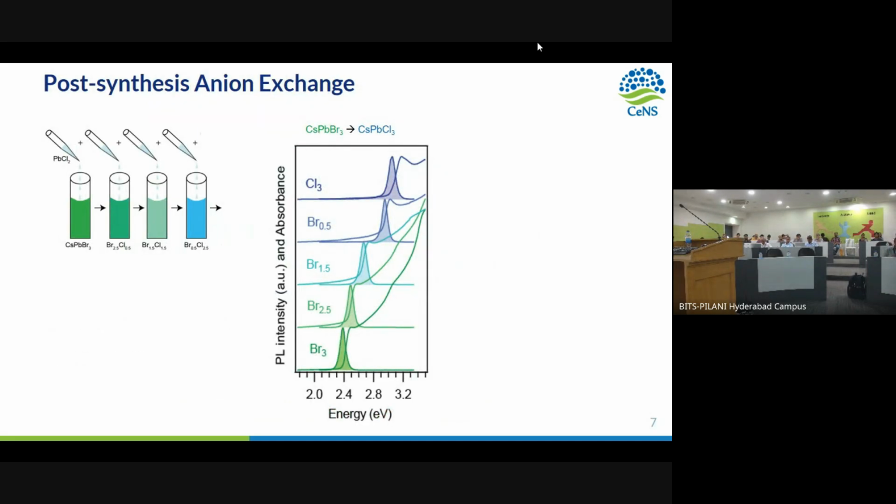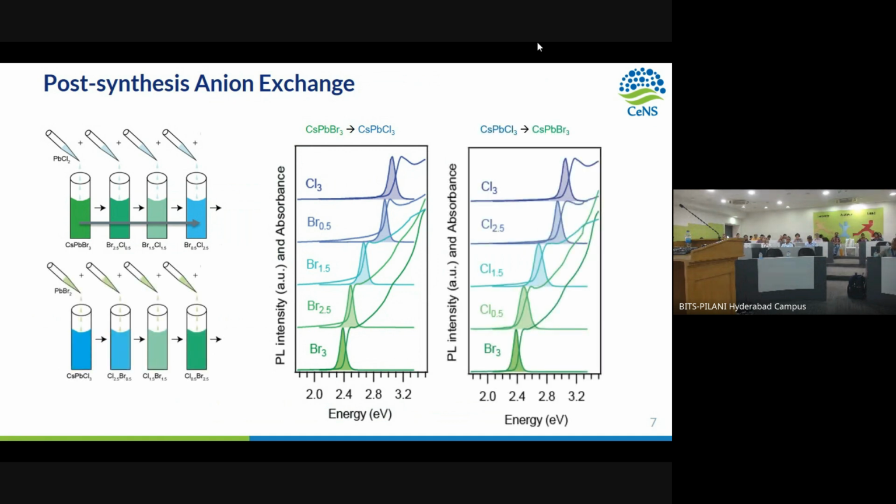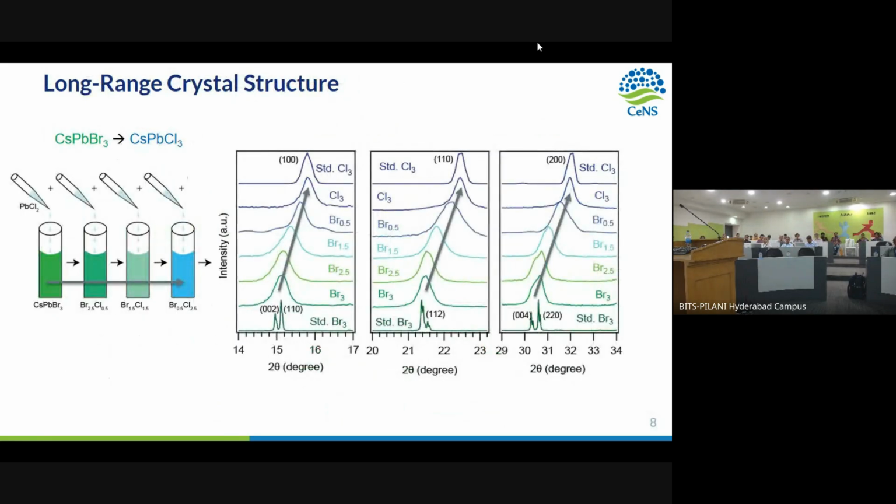So the way we prepare this, we start with cesium lead bromide and keep on adding lead chloride. We see that there is a shift in both the emission and the absorption edge, so the band gap is shifting. The other one is that from cesium lead chloride, we go to cesium lead bromide. The reason for choosing both reactions is that cesium lead bromide and cesium lead chloride have different stability. So what happens in this case is what we try to understand.